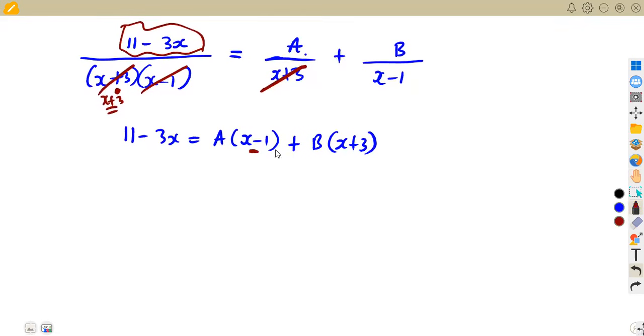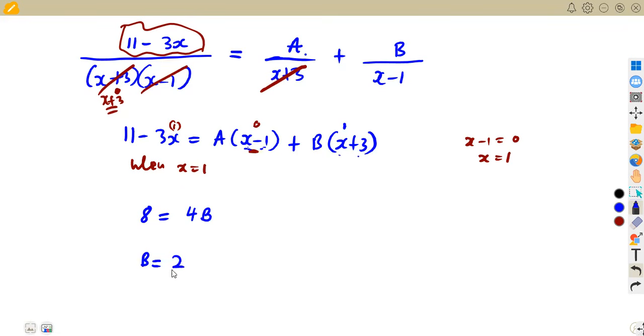So here we can let this x minus 1 be equal to 0. So x must be 1. Meaning when x is equal to 1, this bracket is going to give us a 0. So we put a 1 here and find the value of b. 11 minus 3, that's 8, is equal to, this is 0, put a 1 here, 1 plus 3, which is 4b in this case. Divide by 4 by 4, so b is going to give us a 2.